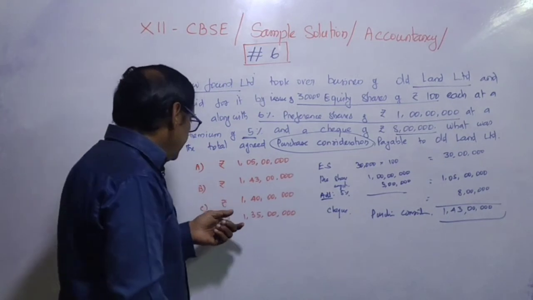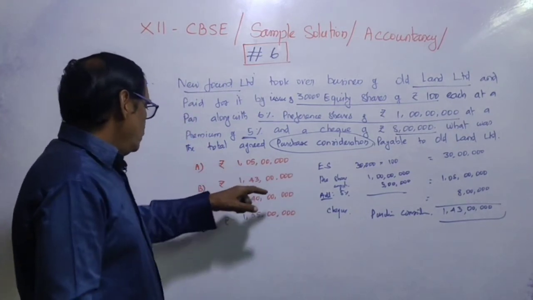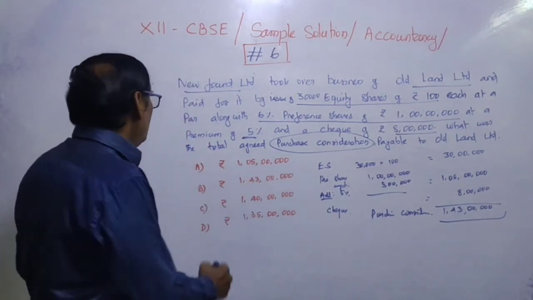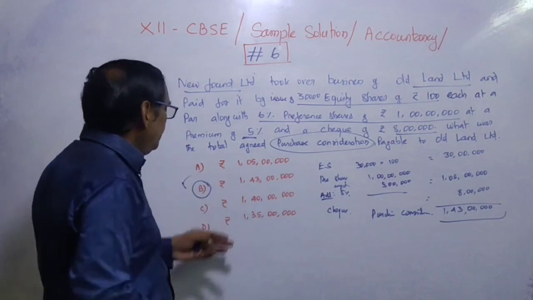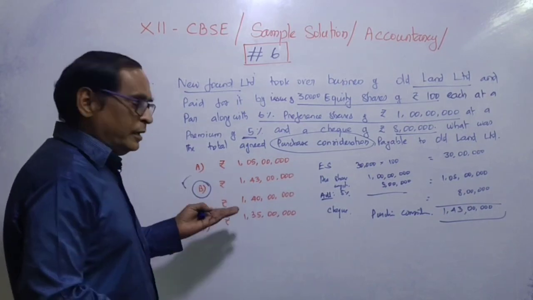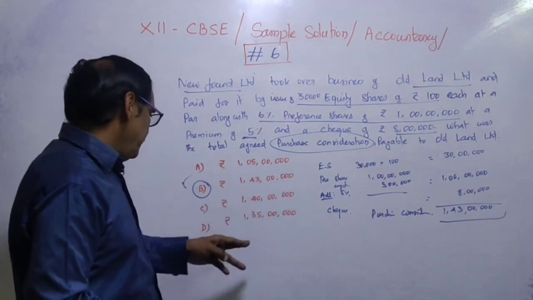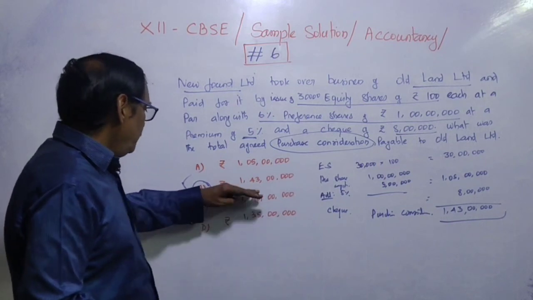Is there any answer? A 1,05,000, B 1,43,000. So B is the correct answer. C 1,40,000 and then 1,35,000. So B is the correct answer.